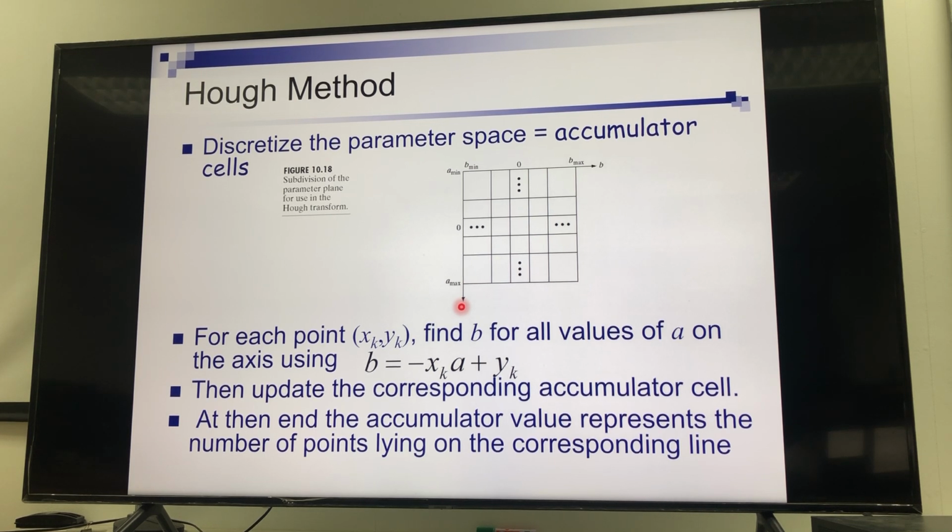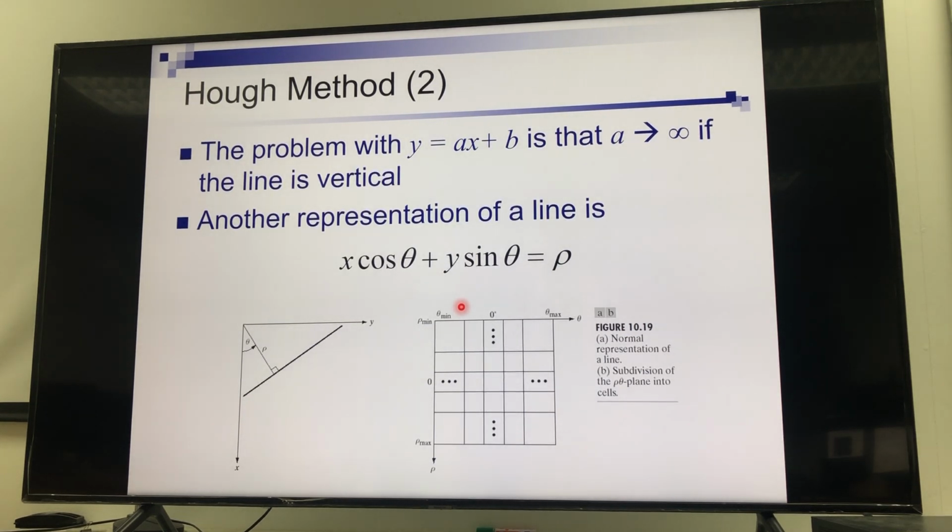So somebody else came up with a modified Hough method. The problem with y equals ax plus b is when a goes to infinity, the vertical line. Somebody came up with another method to define the straight line. This is another way to define a straight line.